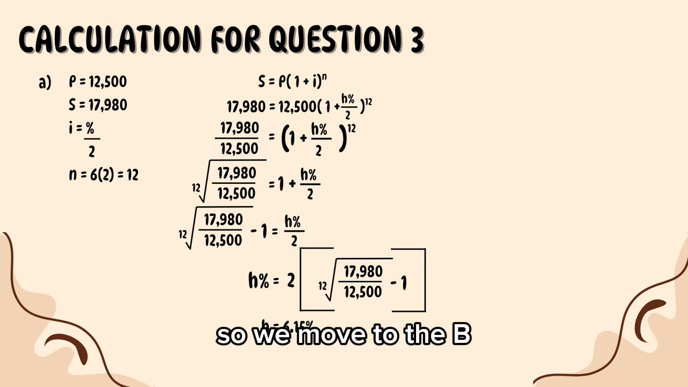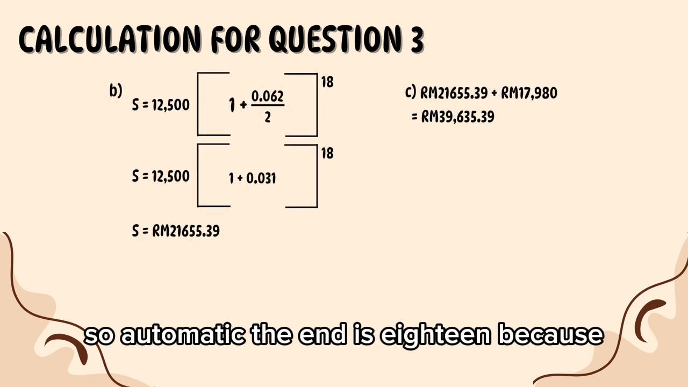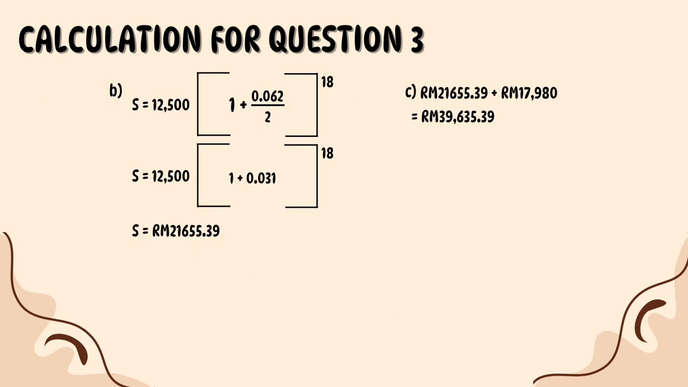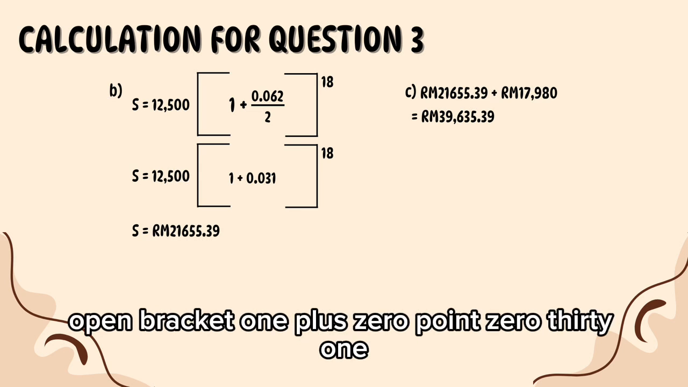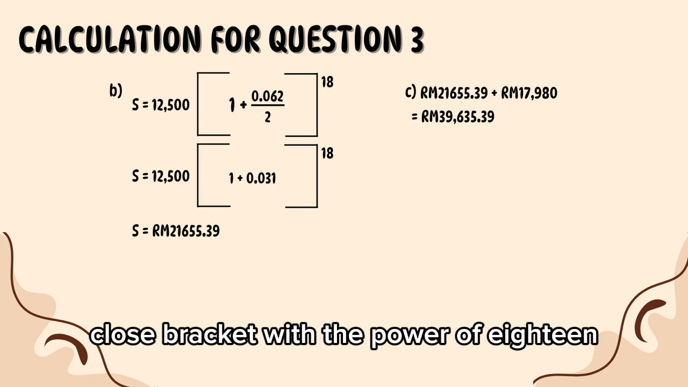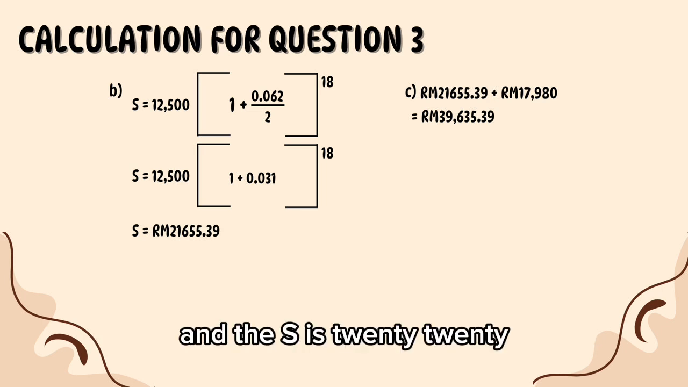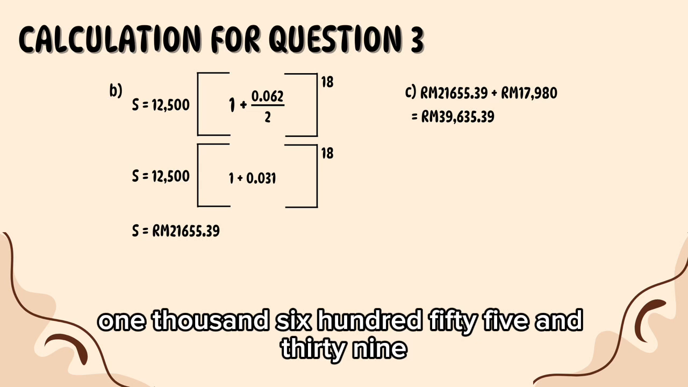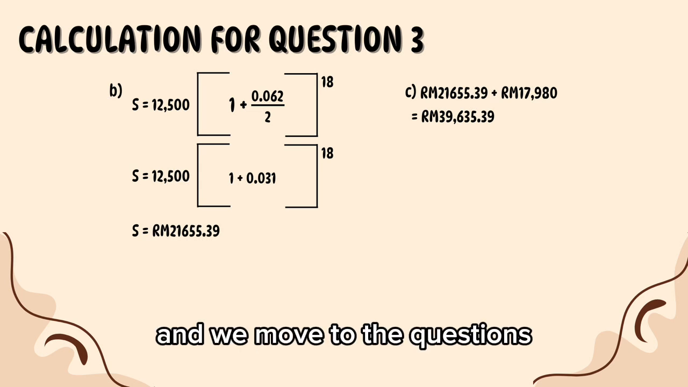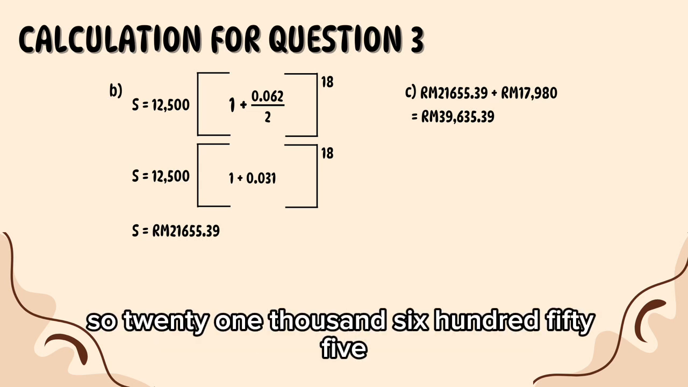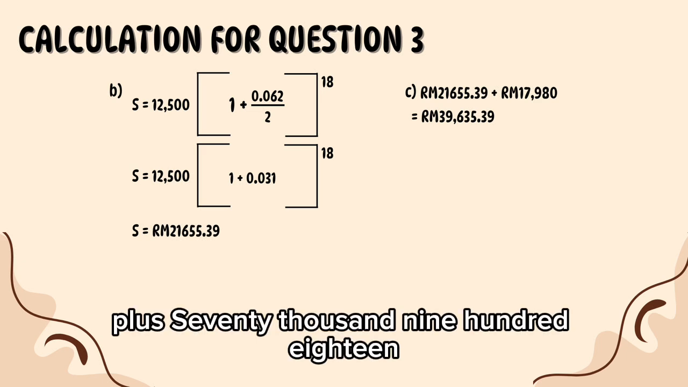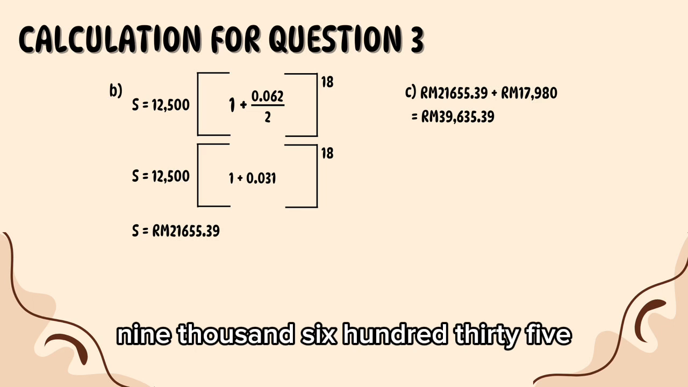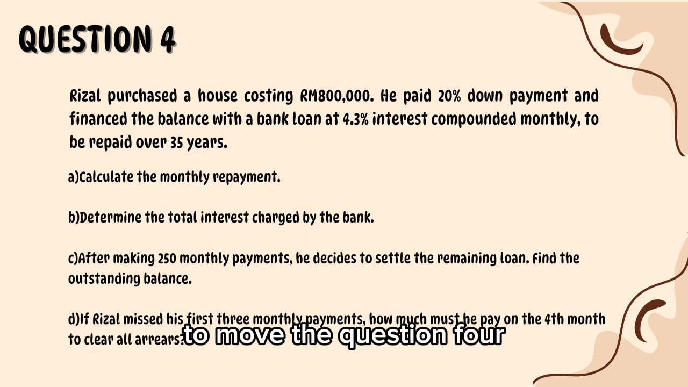So we move to part B. For another 3 years, automatically N is 18 because 9 times 2. Use the formula S equals 12,500 open bracket 1 plus 0.031 close bracket to the power of 18, and S is 21,655.39. Then 21,655.39 plus 17,918 gives you 39,635.39.